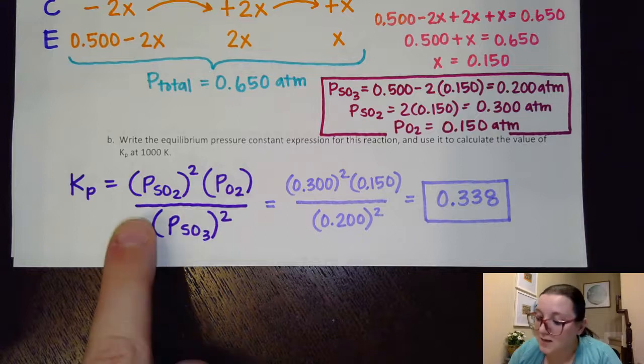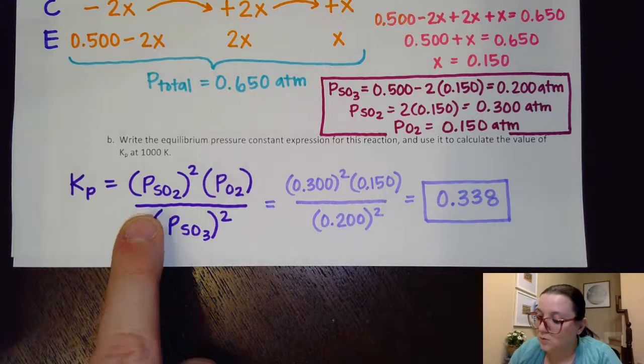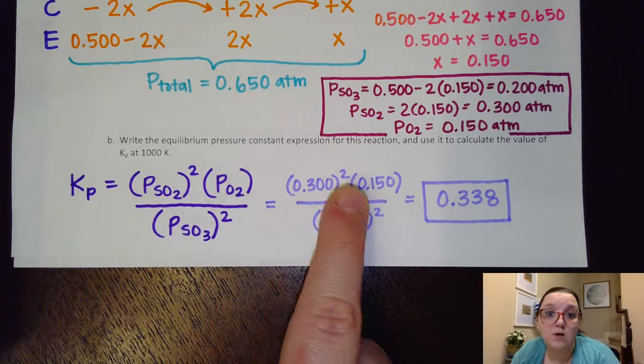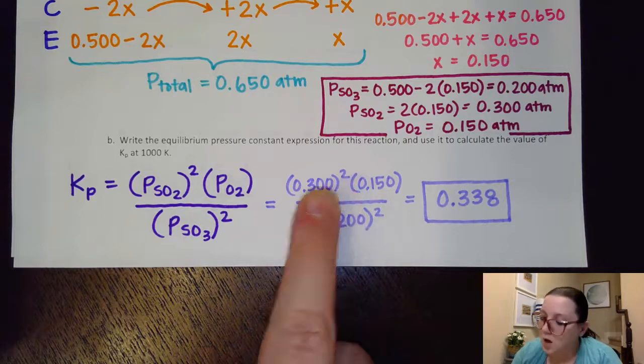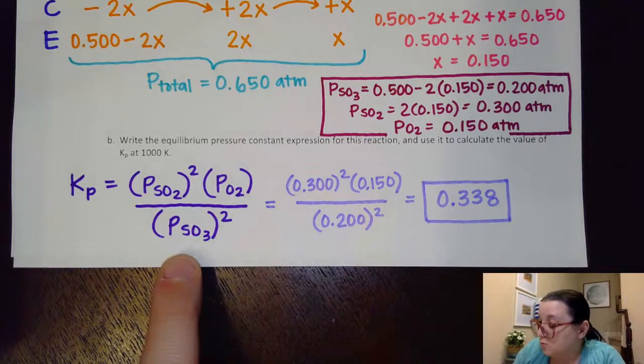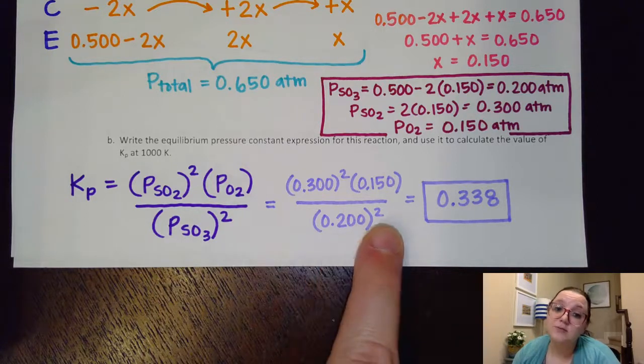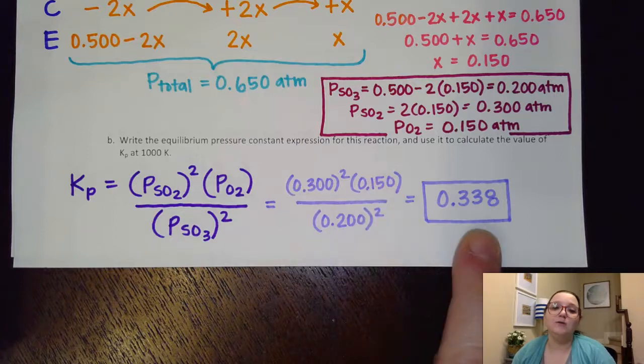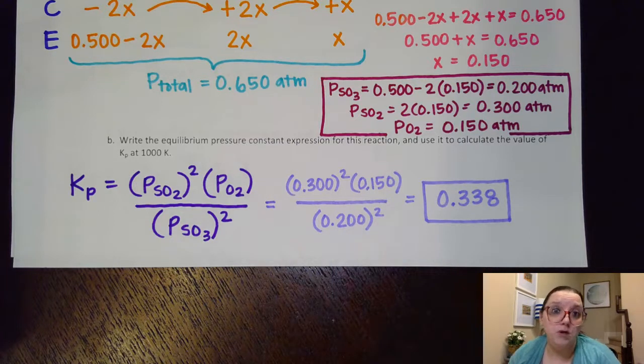So all I did now is I said, hey, SO2 was 0.3. That's going to get squared because of its coefficient. O2 is going to be 0.150. The pressure of SO3 was 0.2. Again, it was squared because its coefficient was 2. And so that gets me a final Kp value of 0.338. And again, just like Kc, Kp does not have a unit. It's just a simple ratio there.